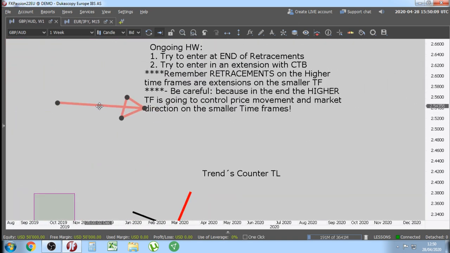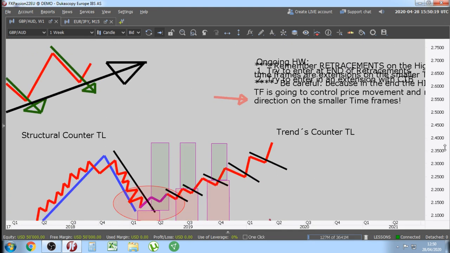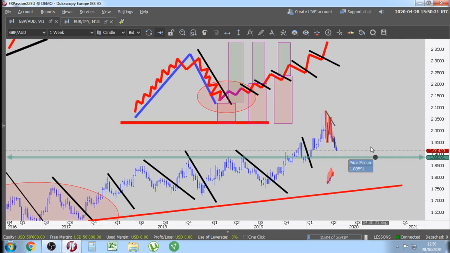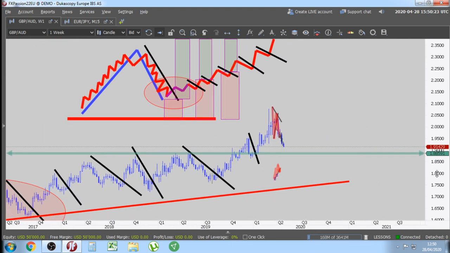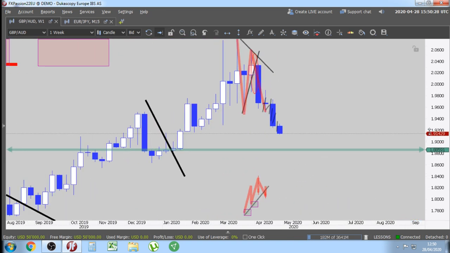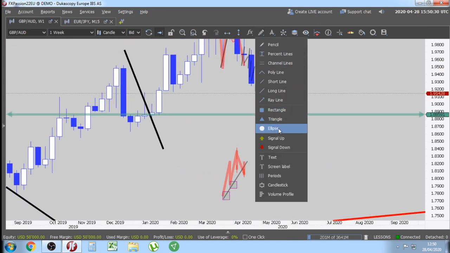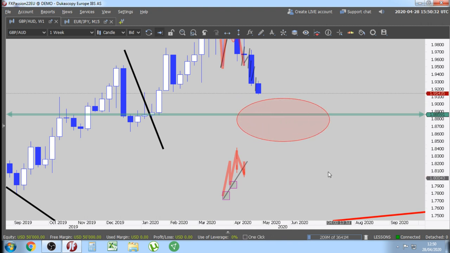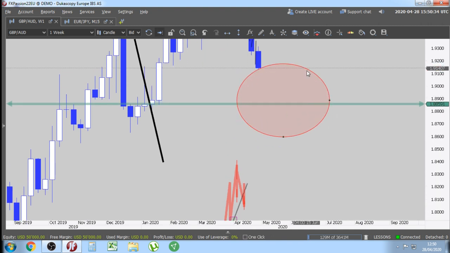Also, number two, be careful, because in the end the higher time frame is going to control price movement and market direction on the smaller time frame. So if you want to short the market on the 1 hour chart on GBP AUD weekly chart, remember that pay close attention near this level, because sooner or later the market is going to hit pivot points and support and resistance levels.